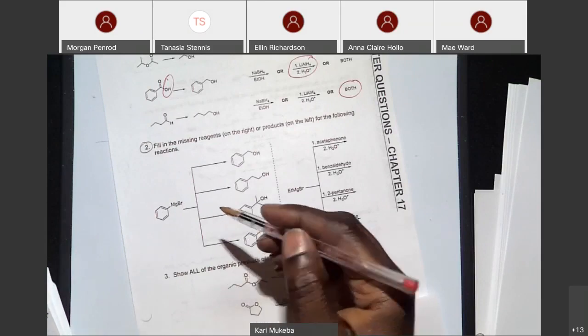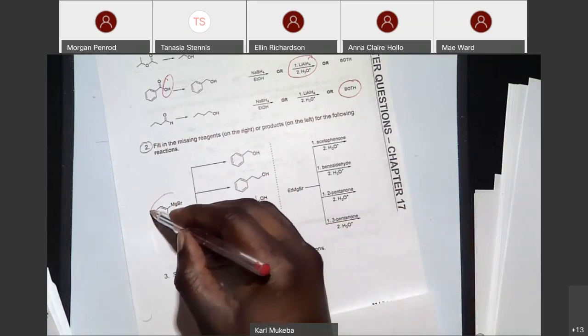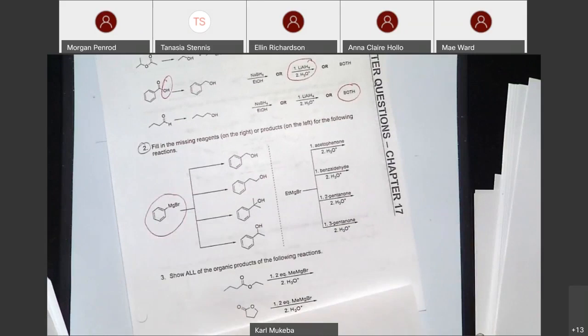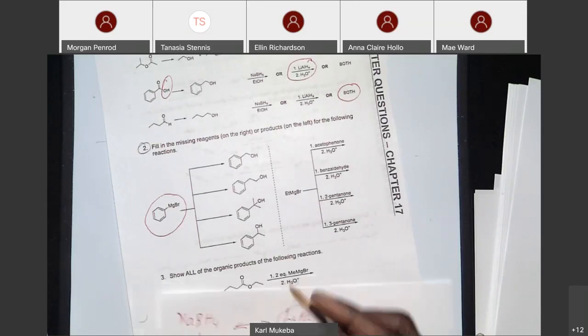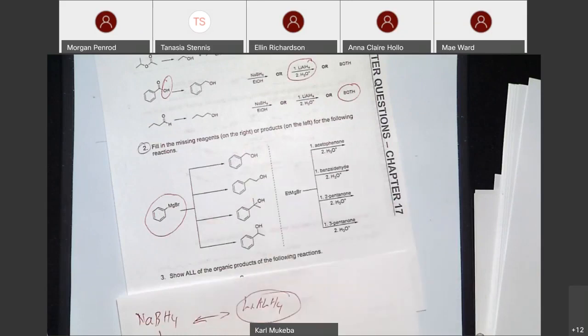First of all, this is a Grignard reagent, and you have to make sure you know how a Grignard reagent adds to or attacks a carboxylic compound. That's the first thing you have to keep in your mind. With that, you can easily answer the question. So what will be the missing compound or reagent to have the product? That's how you have to ask yourself.